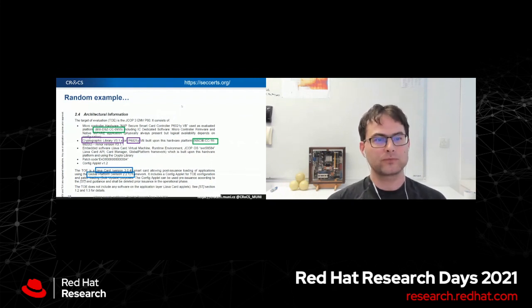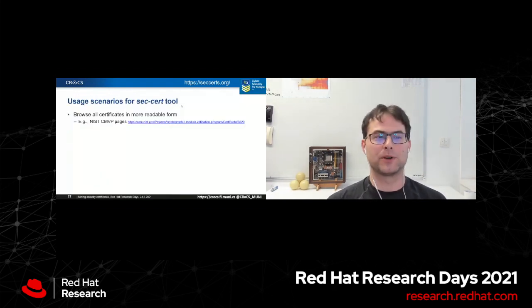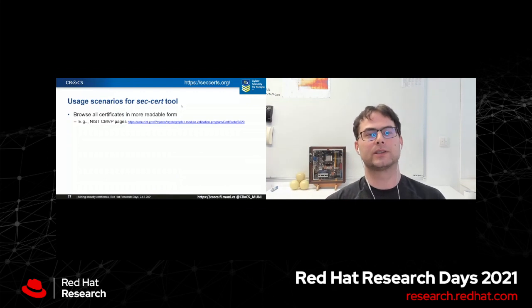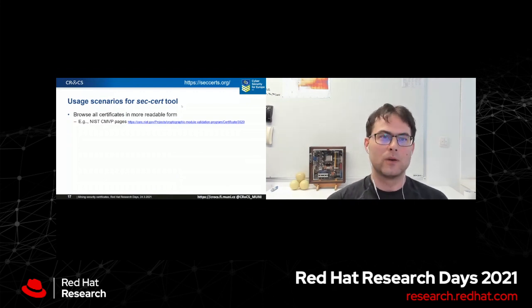But I have some answers already that we had. First of all, we would like to be able to browse certificates in a more readable form with the properties extracted based on what we would like to see quickly, not really what someone else decided is worth publishing and showing. That's one thing.